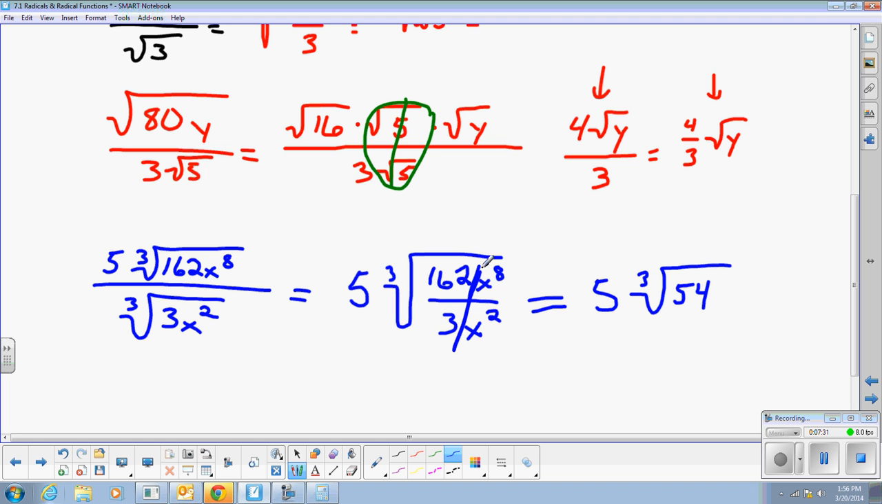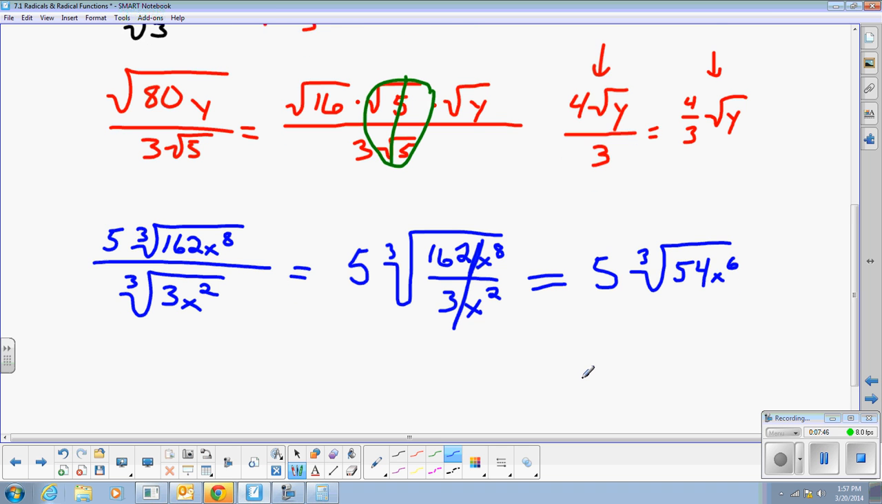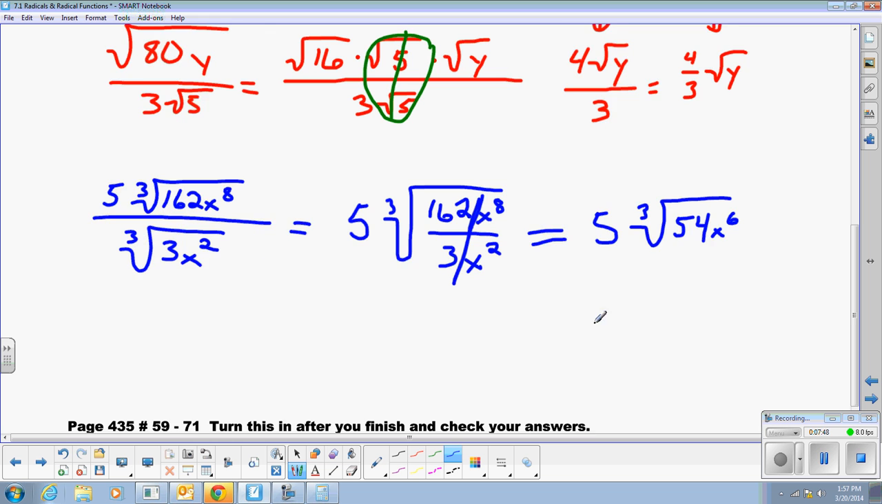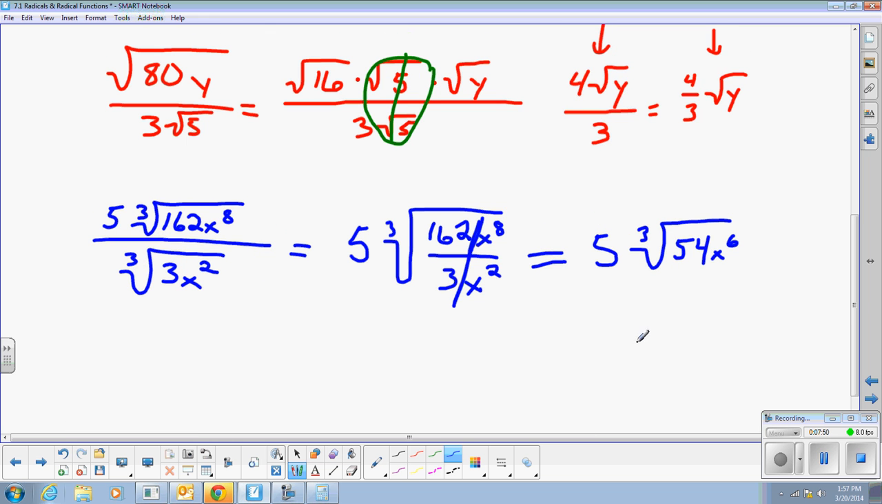Here, that's what I worked with. Now, x to the 8th over x squared. I will subtract these exponents. X to the 6th. The question is, am I done? Is 54 a perfect cube? No, but I must ask myself, what are the factors of 54? Are any of them a perfect cube?